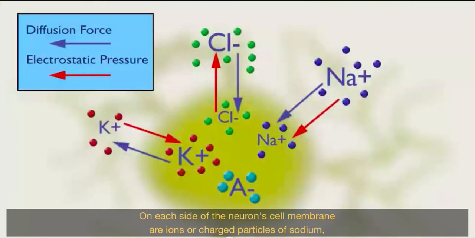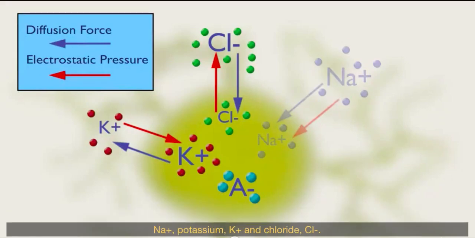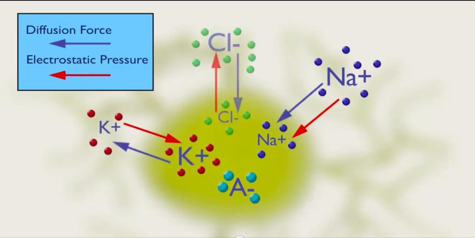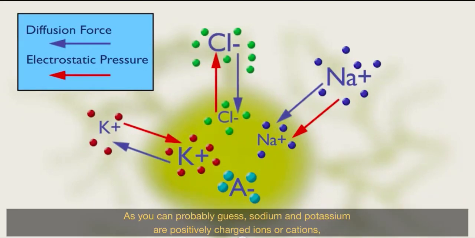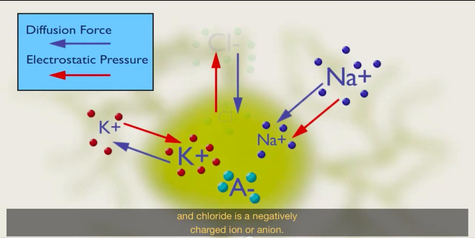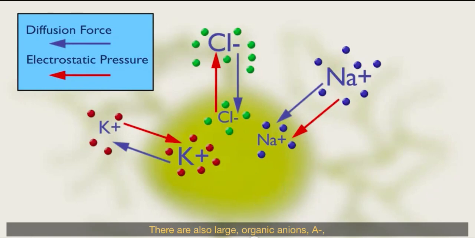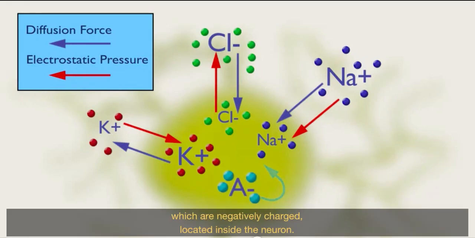On each side of the neuron cell membrane are ions, or charged particles, of sodium, Na+, potassium, K+, and chloride, Cl-. As you can probably guess, sodium and potassium are positively charged ions, or cations, and chloride is a negatively charged ion, or anion. There are also large organic anions, A-, which are negatively charged, located inside the neuron. The forces of diffusion and electrostatic pressure act on these ions.